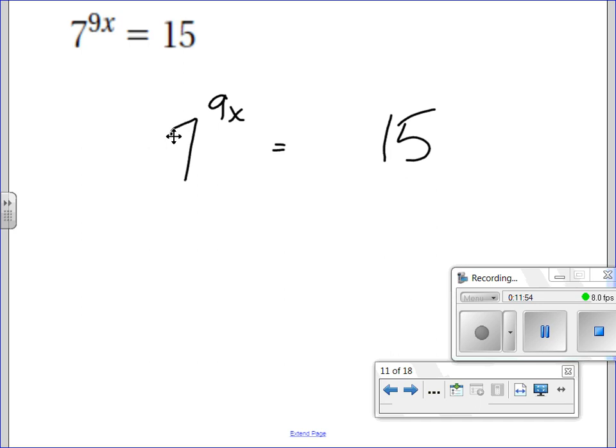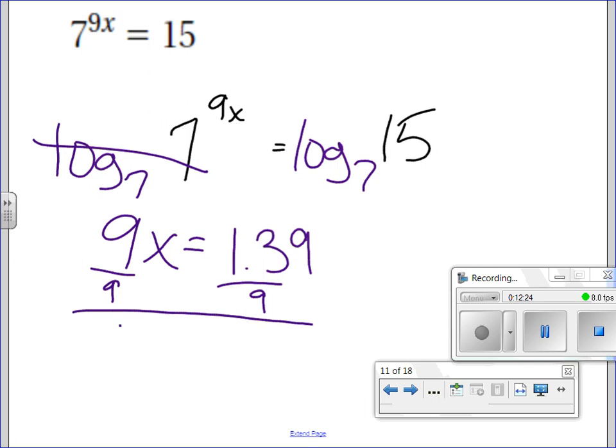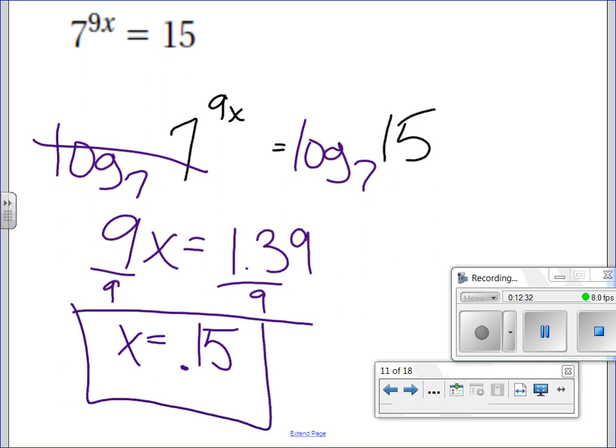All right, what do you guys think we should do to cancel that 7? Log with a base of 7. Cancel it. Log with base of 7. We're doing it on both sides to keep our equation balanced. You always have to do everything on both sides. So we won't quite be done after we figure out what log base 7 of 15 is. It's 1.39. That's what 9x equals. So we have one final step. What do you think it is? Very good. 0.15. And if you guys could just round everything to the hundredths for me, it'll be so much easier grading.